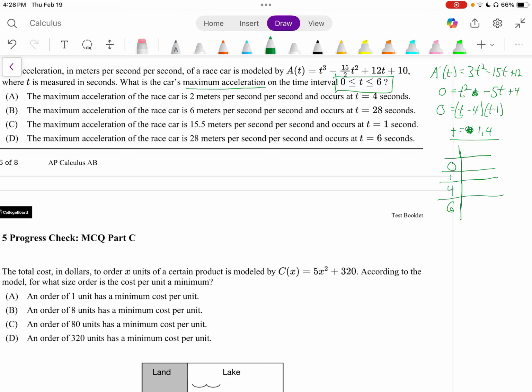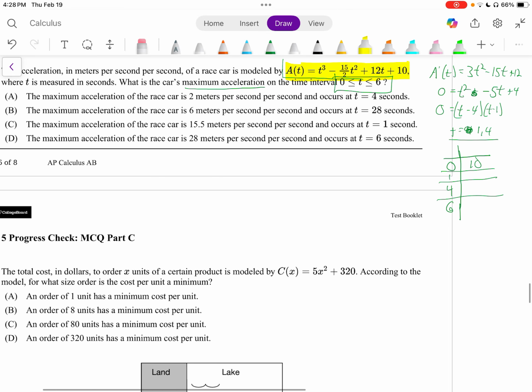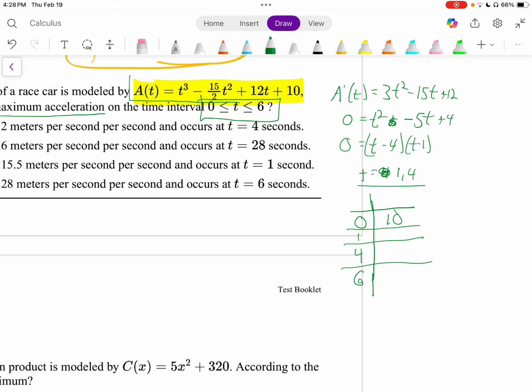So if we put 0 into our function, we get 10. So that's nice and simple. So we're putting it into our acceleration function. All right, putting 1 into our function, that gives us 1 cubed, which is 1, minus 15 halves times 1 plus 12 times 1 plus 10. So 15 halves is 7.5. So we have 1 plus 12 plus 10 is 23. 23 minus 7.5 is 15.5. All right, so that's the maximum so far.